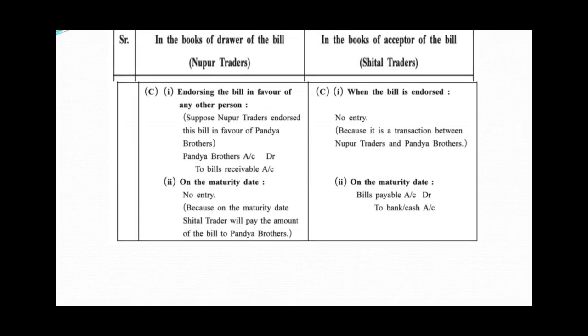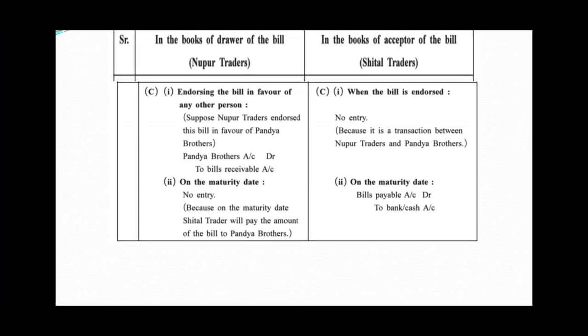So here the entry will be that endorsee account debit, who is Pandya brothers. So Pandya brothers account debit to bills receivable account. And as it is a transaction between Nupur, who is creditor, and Pandya, who is the endorsee, this transaction will be recorded in the books of Nupur and Pandya only. In the books of Sheetal, no entry will come. If we want to write the books of Pandya, then it is a bills receivable for Pandya. So Pandya brothers will be writing bills receivable account debit to Nupur Traders.